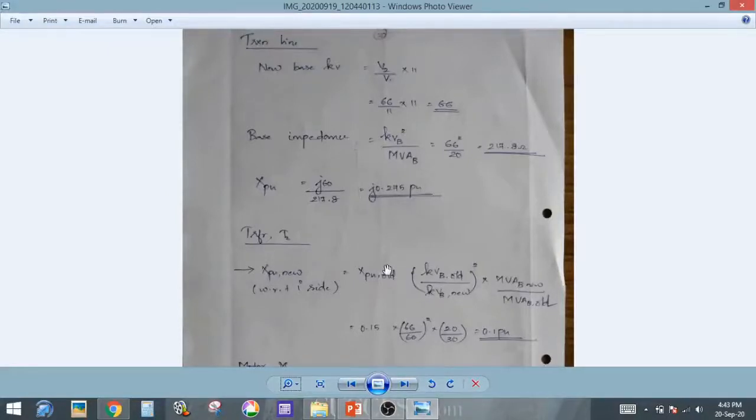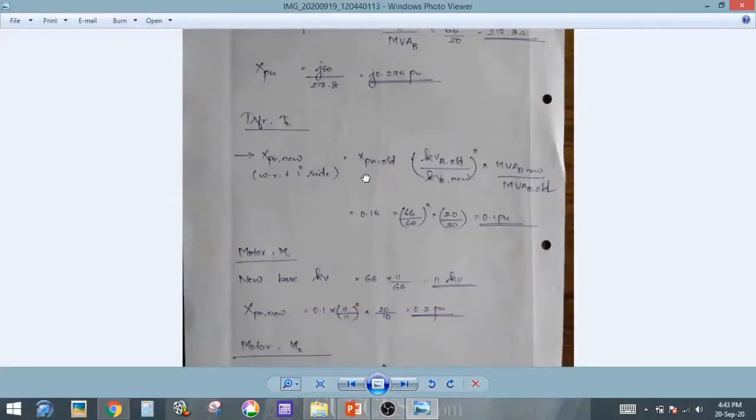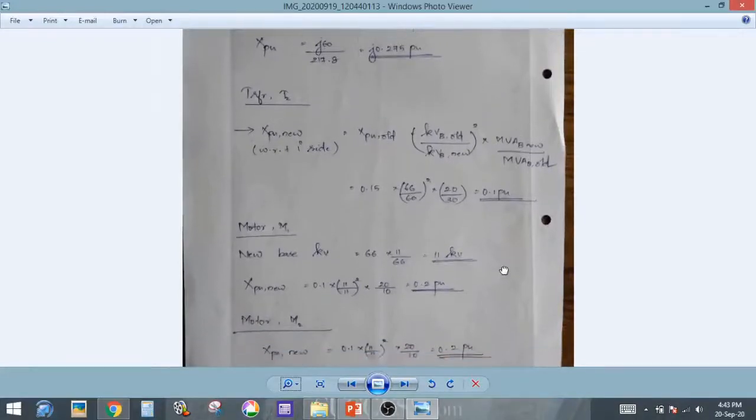Again, we are considering the transformer. The concept is the same that I have explained earlier. We will get the answer as 0.1 per unit. Again, there is a bus.